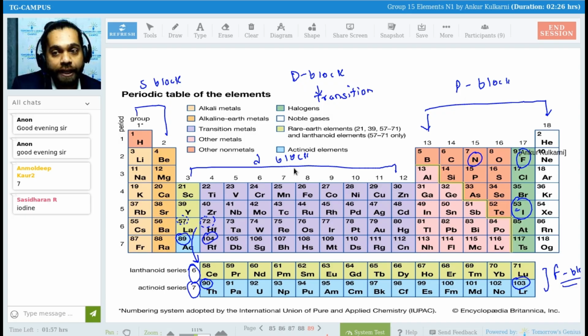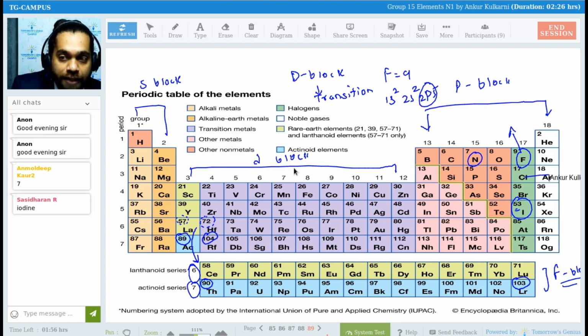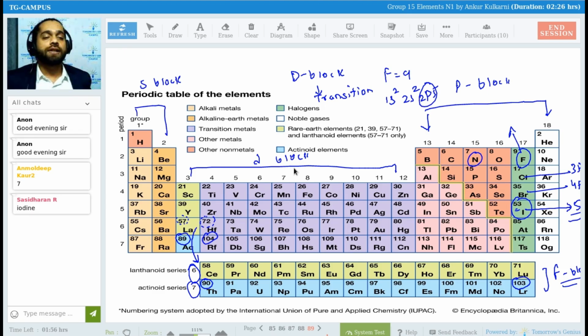Now to cross verify it, fluorine. We know fluorine is 9. So 1s2, 2s2, 2p5. So this is 2p5, this is 3p5, this is 4p5, and for iodine what we have got is 5p5. Hence we are 100% correct. Is it clear, everyone? Yes or no? I hope now, even if someone asks you the electronic configuration of atomic number 90, 95, 105, you will be able to do it.